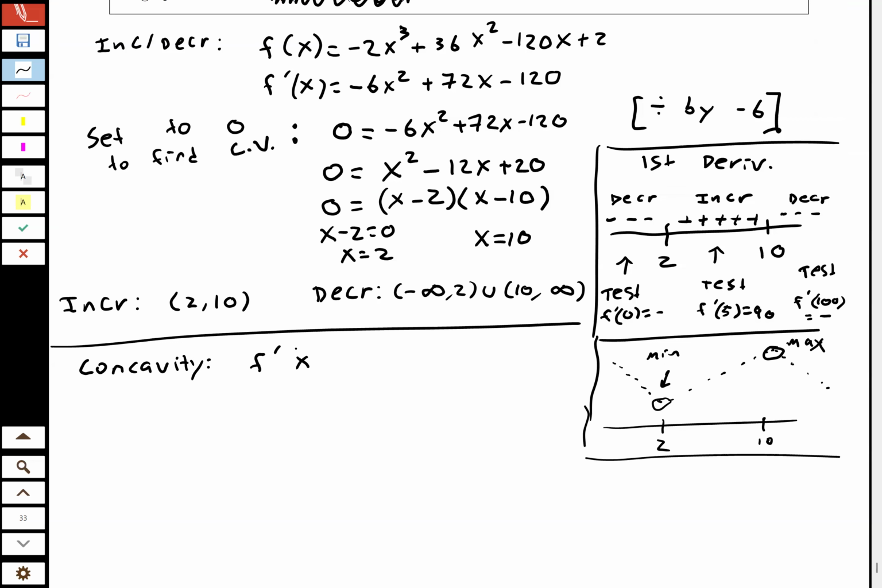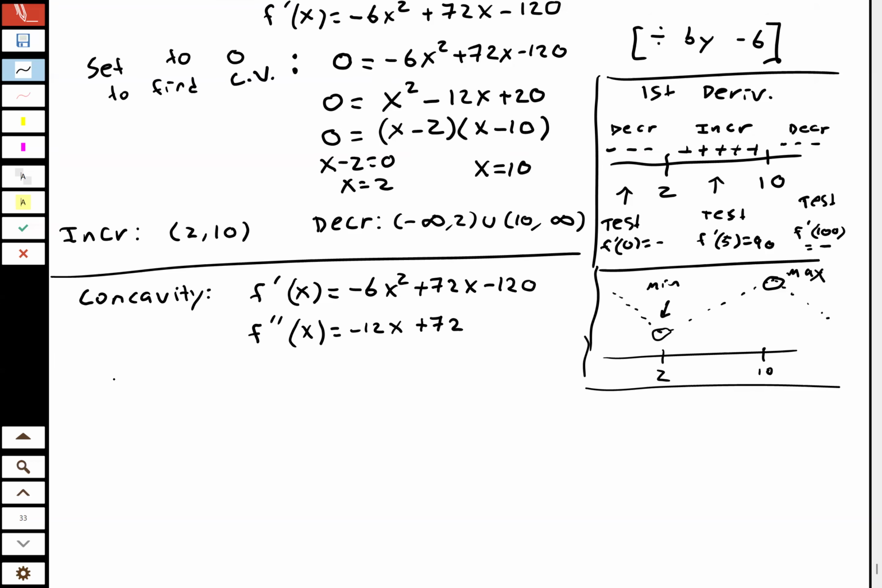So we have f prime of x is equal to negative x squared plus 72x minus 120. Taking the derivative of this, f double prime of x, will give me negative 12x plus 72. The 2 drops down, that x goes away. I want to know when this is equal to 0, so I'm going to set it to 0 to find potential inflection points.